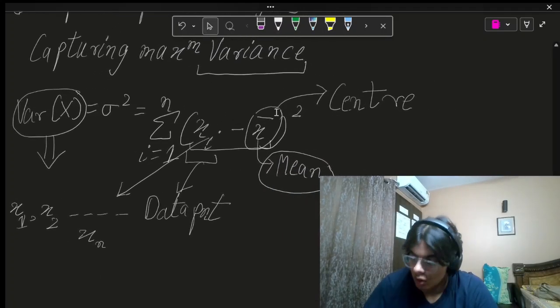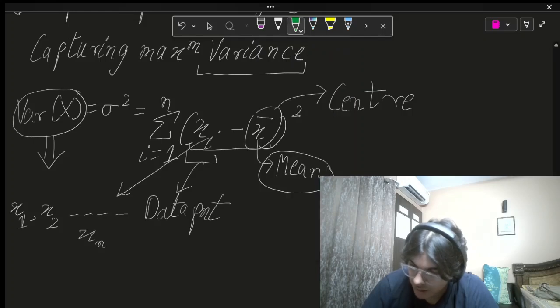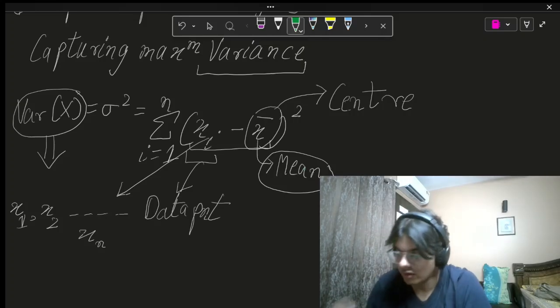So now what happens next? Once I've got the variance, now what do I want? Since I've got the direction of the variance and how to capture variance, what about the next thing? Now I don't just want the variance. I want the direction of maximum variance. Now how can we calculate the direction of maximum variance? So let's talk about that.